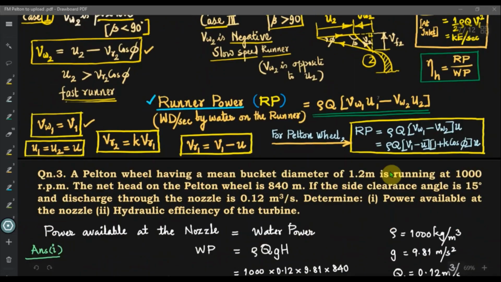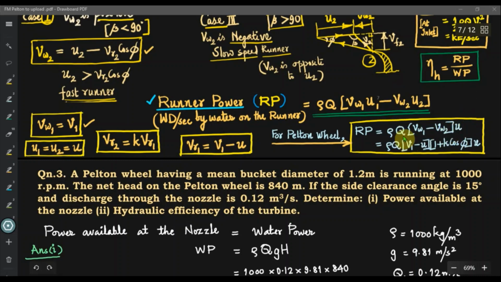Now how do we find out the runner power? The basic important equation for runner power is rho Q into (Vw1 u1 minus Vw2 u2). That is a general one for all turbines. And here we have u1 equal to u2 equal to u. So therefore runner power will become rho Q into (Vw1 minus Vw2) into u. This u can be taken out, common.